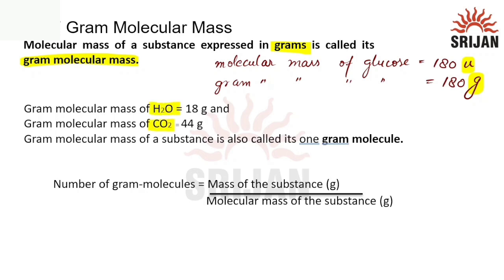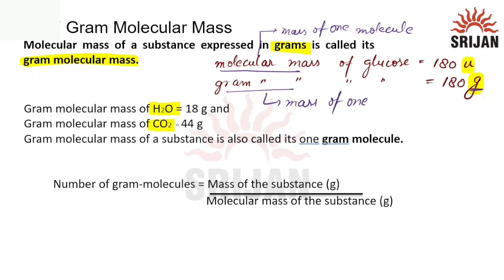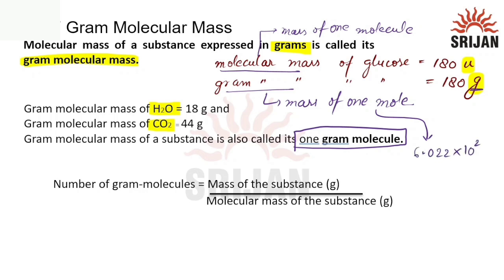But what you have to remember here is this. This is the mass of one molecule, but when the quantity is expressed in gram, it is the mass of 1 mole. This 1 mole is also known as 1 gram molecule. And how many molecules does it contain? It contains 6.022 into 10 raised to the power 23 molecules.